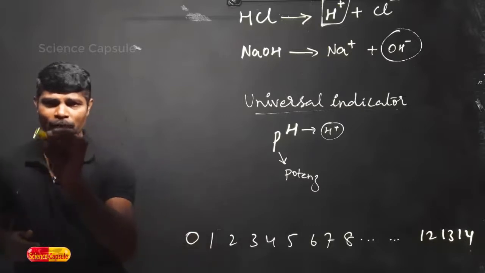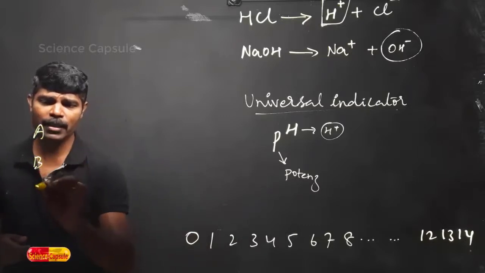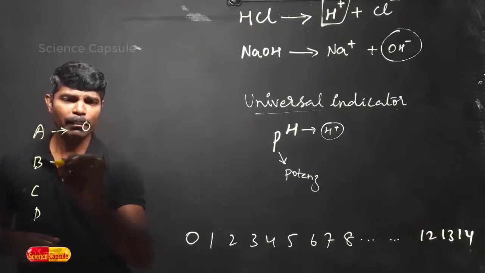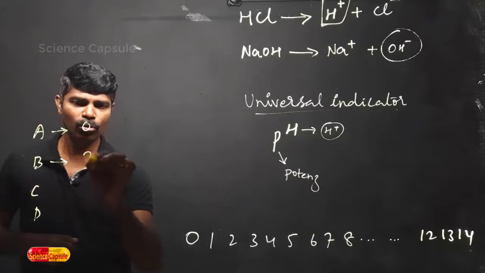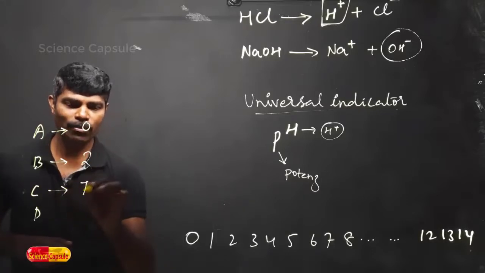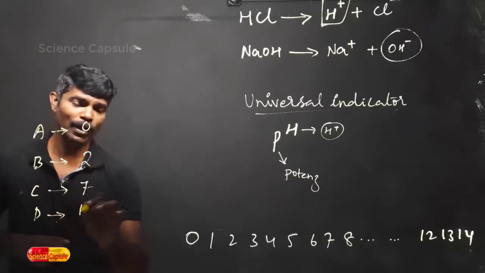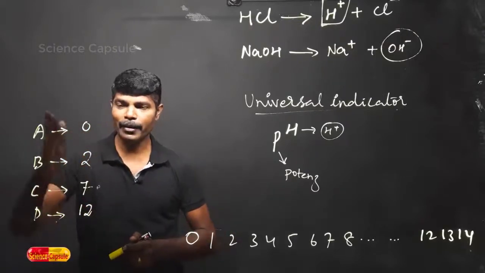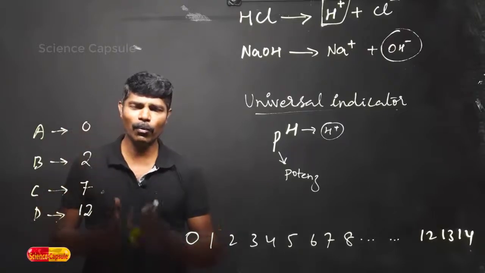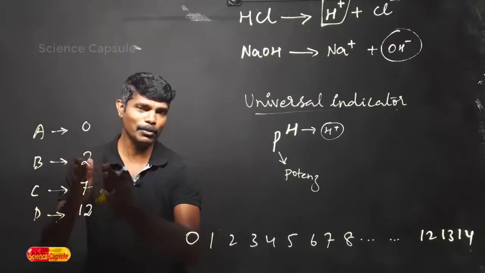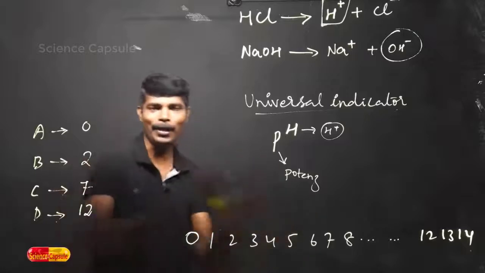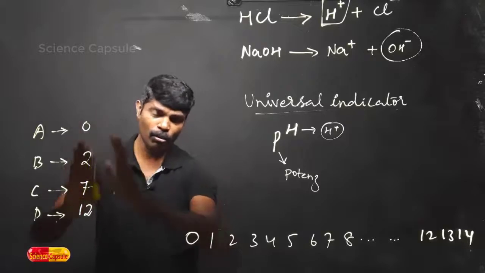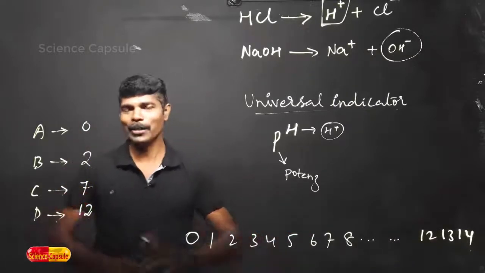Suppose, for example, we have four substances A, B, C, D. Now, A has the pH value 0, B has the pH value 2, C has the pH value 7 and D has pH value 12. Now, we have four different substances with different values. What will be the chemical nature of these substances? By using the pH scale, we can easily find. Let us understand this. Before going to know this, we have to understand the pH scale very clearly.